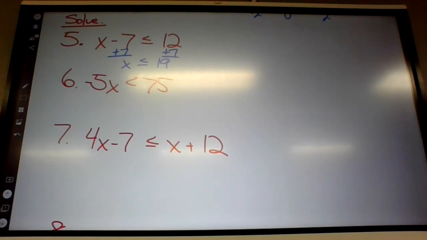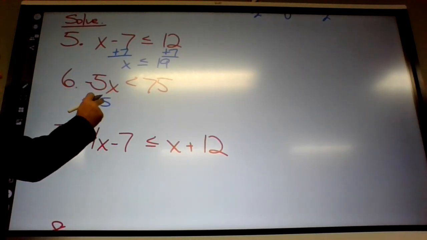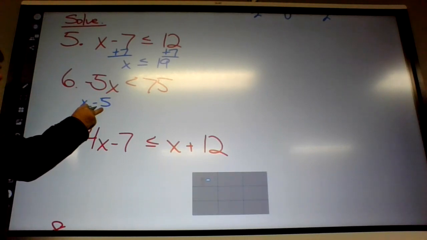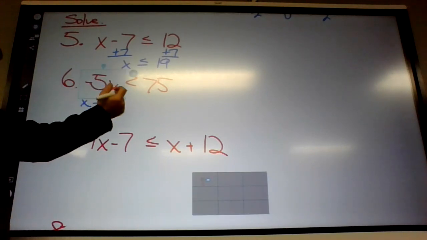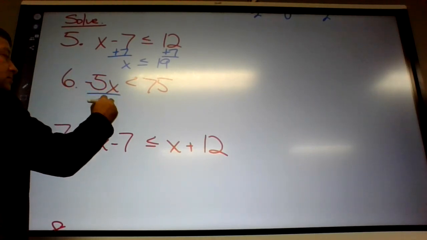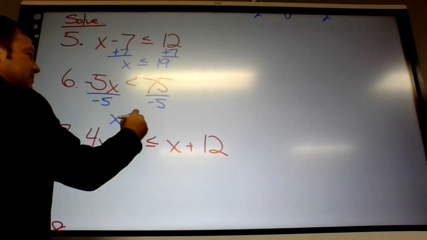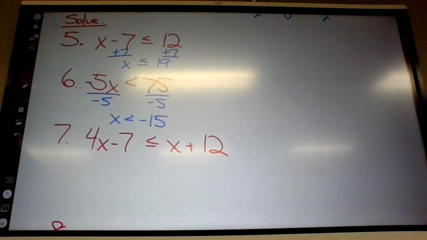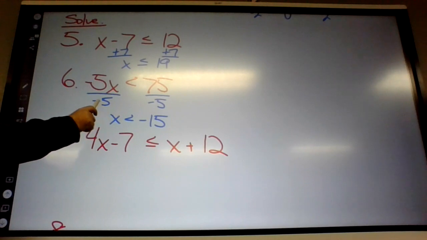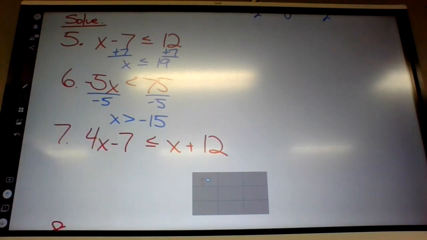All right, Atticus, what would we do on number 6? No, you would add 5 if it said x minus 5, because plus 5 gets rid of a minus 5 since they're opposite. But this is negative 5 times x, so how do we get rid of a multiplied value? Divide. Okay. What did I do wrong? You didn't switch this. When you divide by a negative or multiply by a negative, the inequality should switch. So you have to switch that.